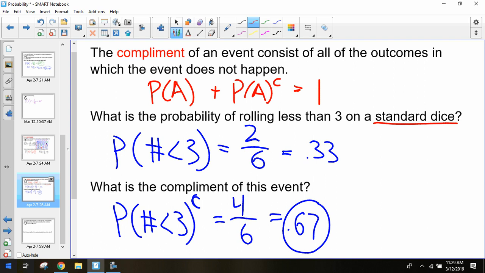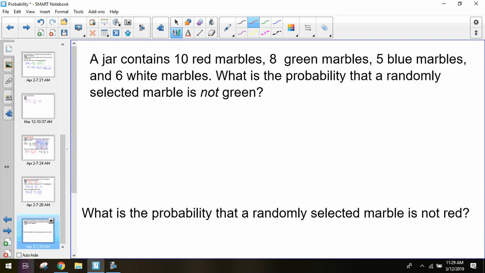So we'll look at one final problem, and that's where we'll hold it for today. There's a jar. It contains 10 red marbles, 8 green marbles, 5 blue marbles, and 6 white marbles. What is the probability that you randomly reach into that jar and pull out a marble that is not green? See if you can figure that out.